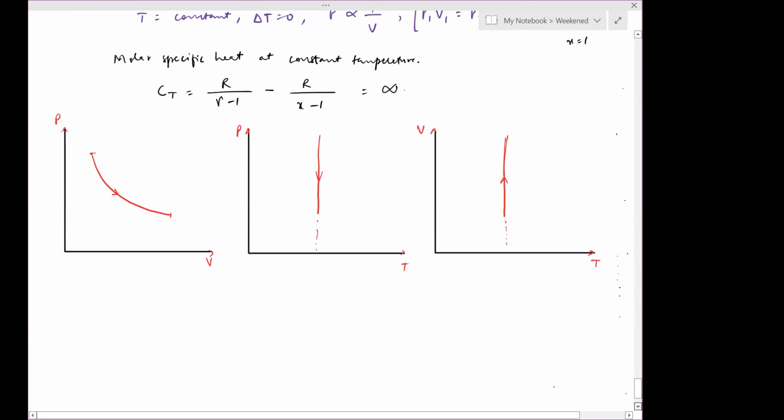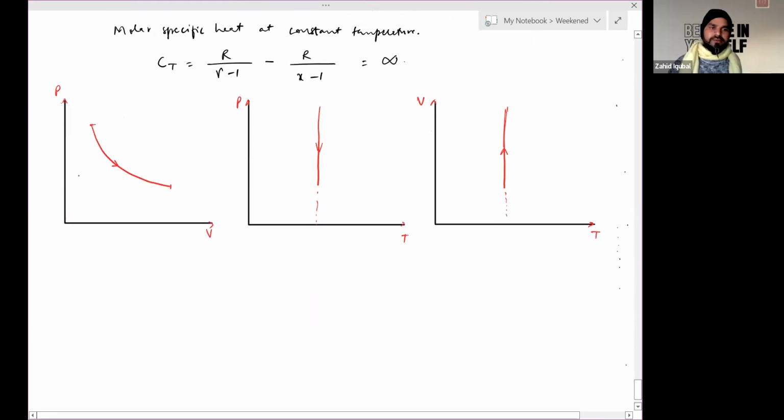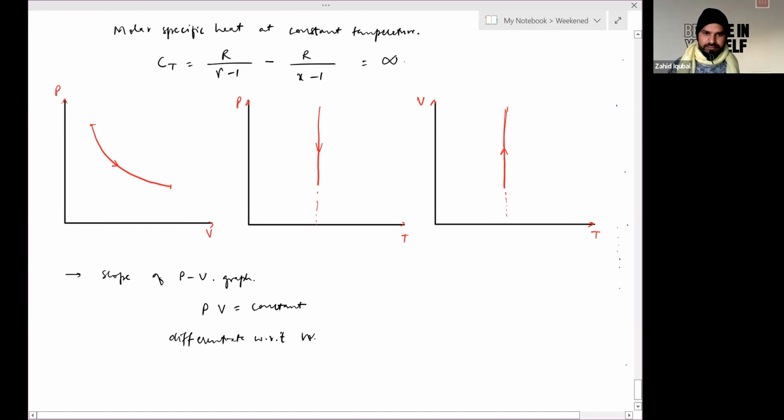Yes. Okay. Now, using this, for the first graph, pressure versus volume, we have to calculate the slope. So first, how to calculate the slope of the pressure versus volume graph. You'll say the relation between these two terms, according to the ideal gas equation, is pressure into volume equals constant. So differentiate with respect to volume.